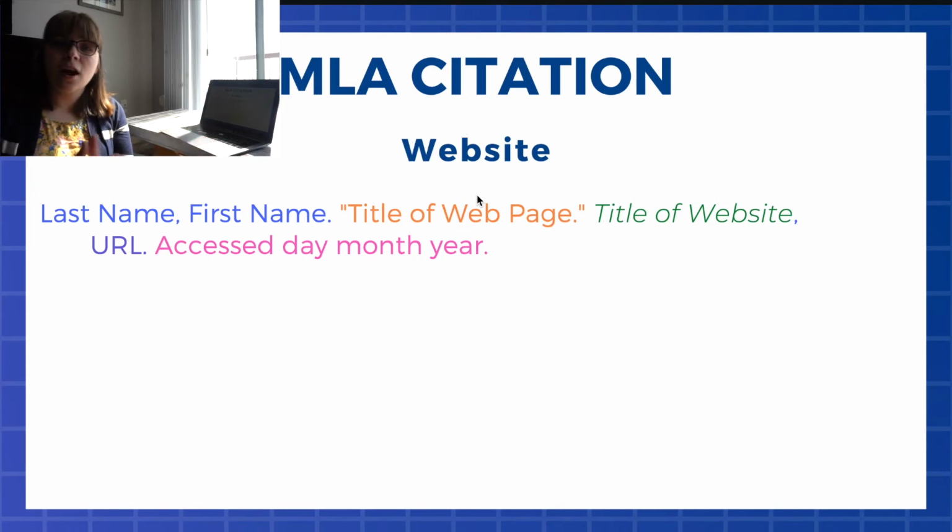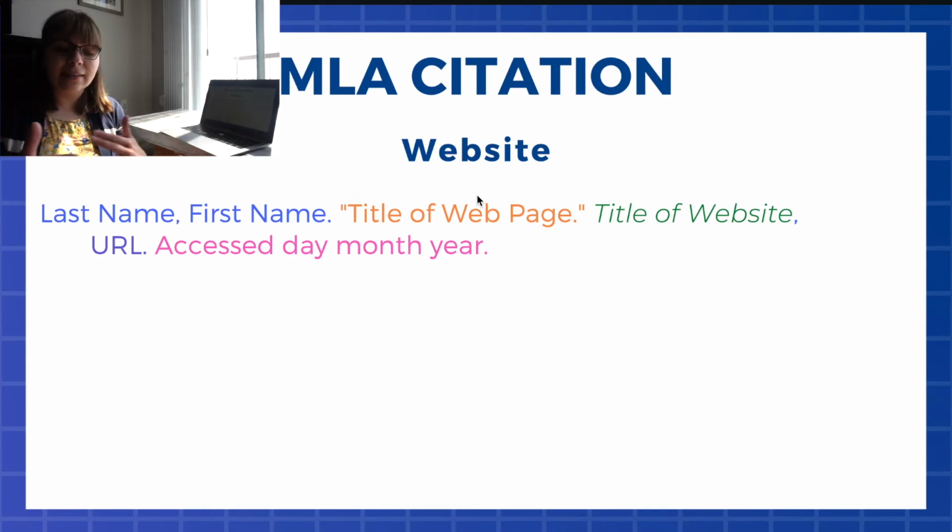Last thing that I want to cover about different types of citation styles is websites. Now, websites are pretty simple when citing in MLA. All you have to do, last name and first name of the author. Every type of citation, you're always going to want to start with the author, so that's an easy way to remember that. Last name, first name of the author, title of the web page, title of the website, URL, and because this is a web source, you're going to want to include an access date.